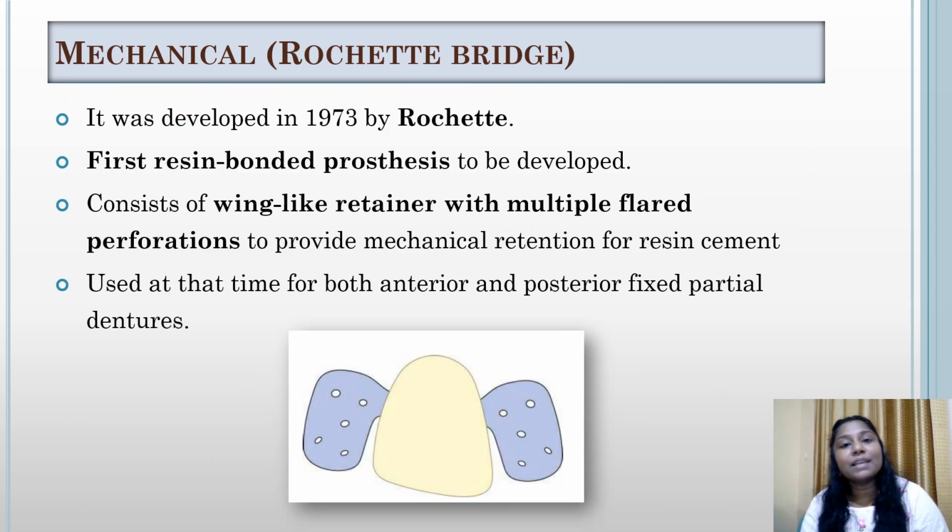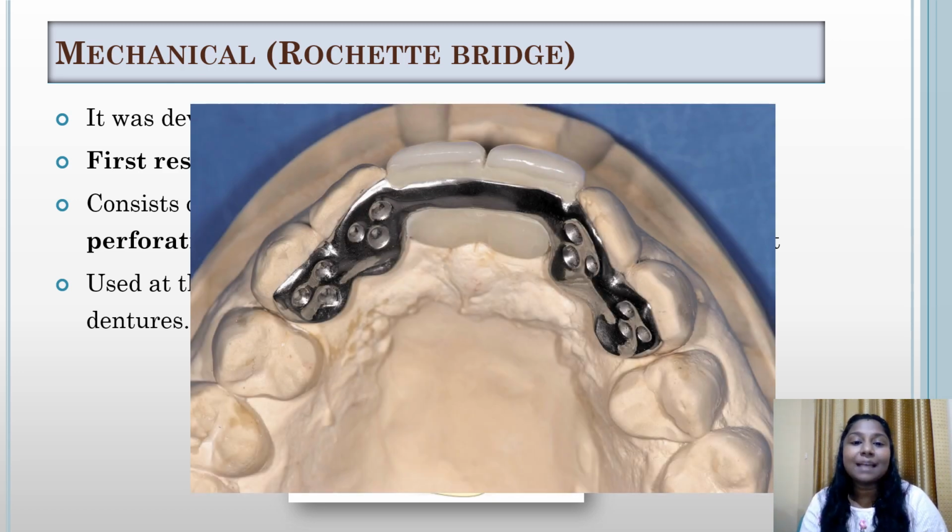The first one, which I said before, was introduced in 1973 by Rochette. So it's a classical mechanical type of retention. This was one of the first RBBs to be developed. It consists of the classic wing-like retainers with multiple flared perforations. It's used for providing mechanical retention for the resin cement. They can be used in both anterior and posterior teeth. And this is an example that you can see on the screen of how a Rochette bridge looks. You can see the classic wings and how big these perforations are.